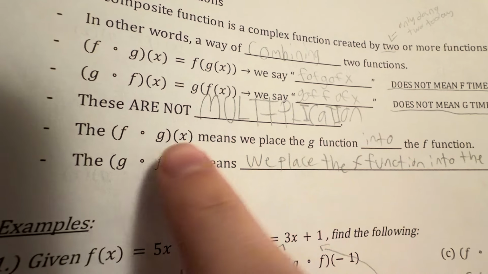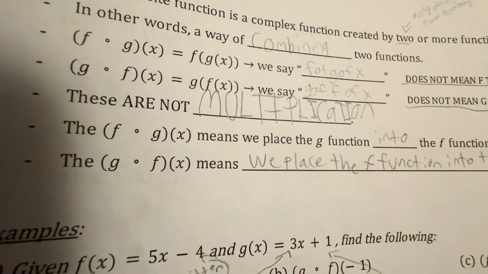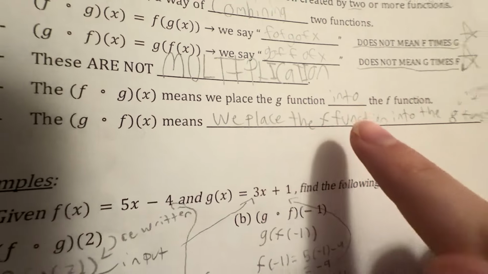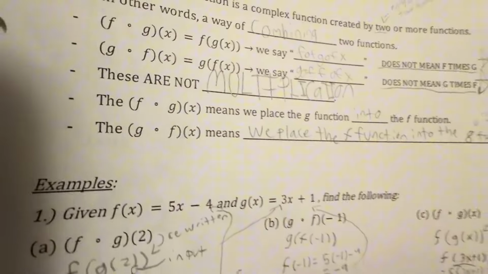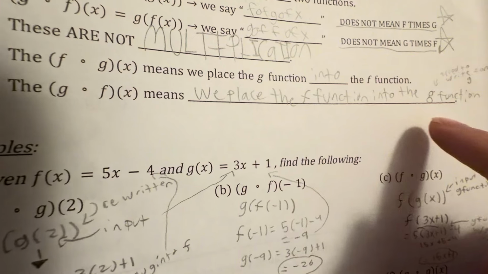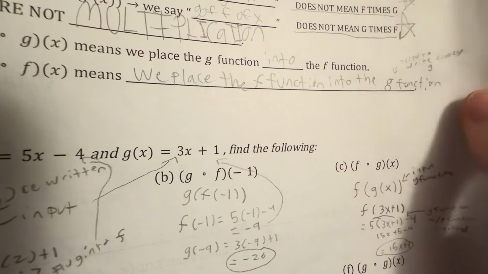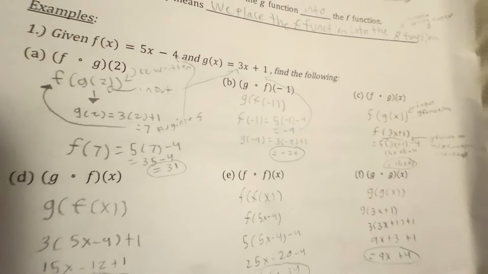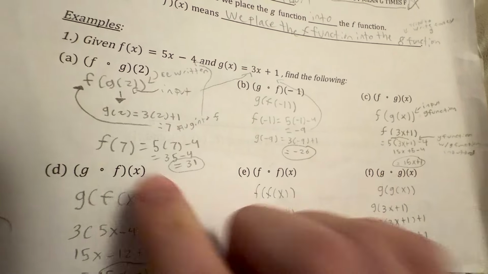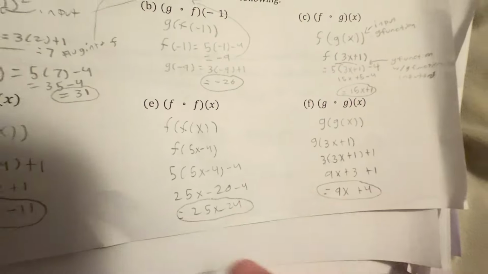And same thing goes for this one, g of f of x. These are not multiplication. So for this, it means we place the g function into the f function. And then for this, it means we place the f function into the g function. I tried to write a fancy G there. Okay. That's kind of complicated. We're not going to get into that. We're just going to do something simple here.